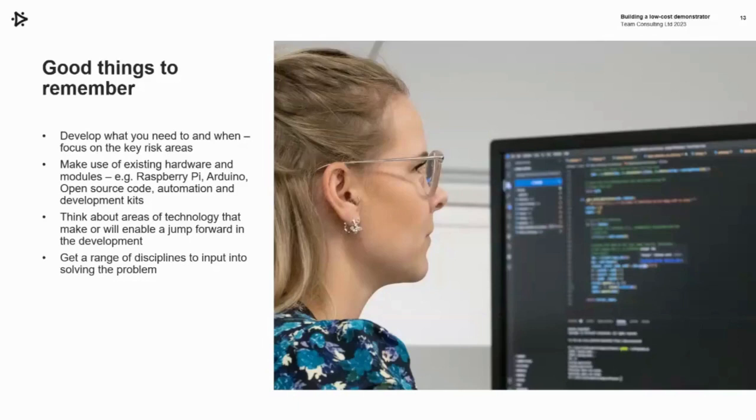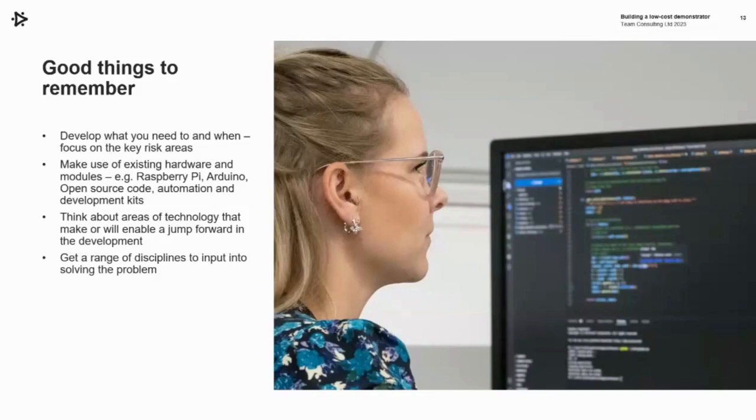I think it's important to think about what's valuable, think about the areas of technology that jump development forward, thinking about what's needed to get to that next milestone. What are the investors or the product sponsors looking for?